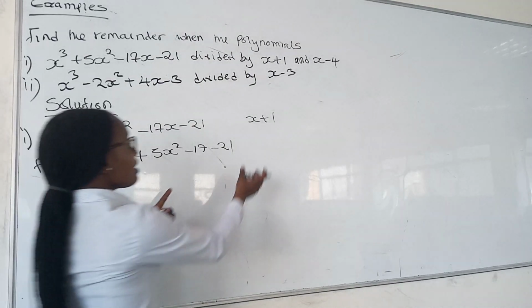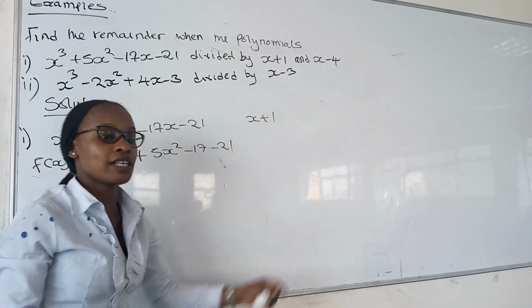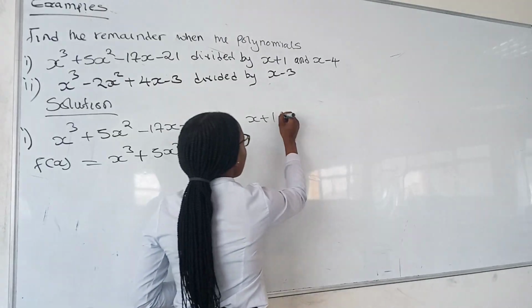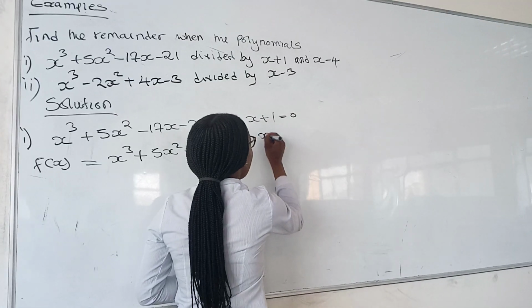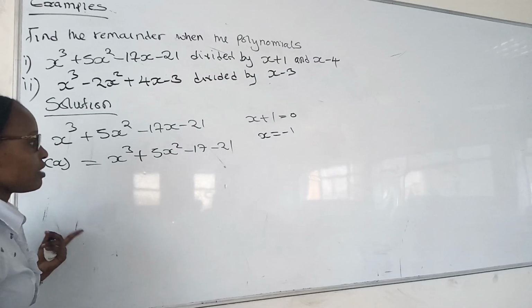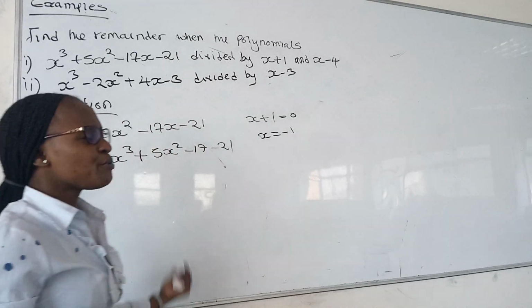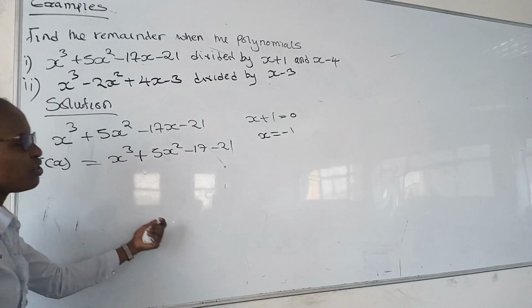And it simply means that because we've been given x plus 1, when we equate it to 0, the value of x is going to be negative 1, which makes our work easy, because given that the value of x is negative 1, all that we have to do is to substitute.